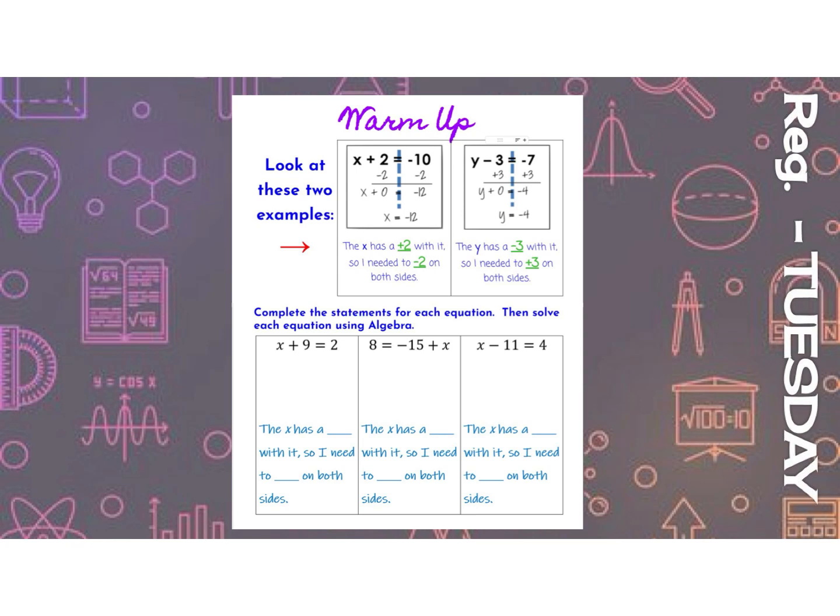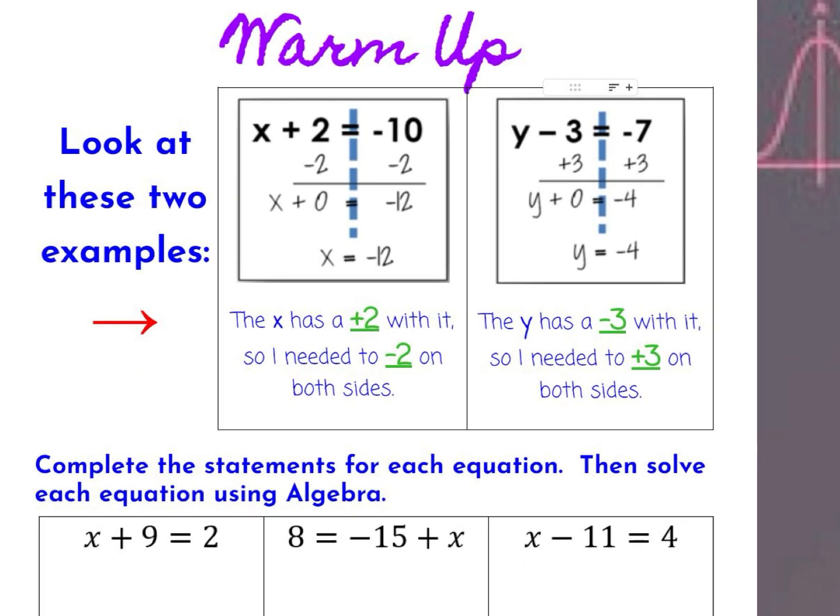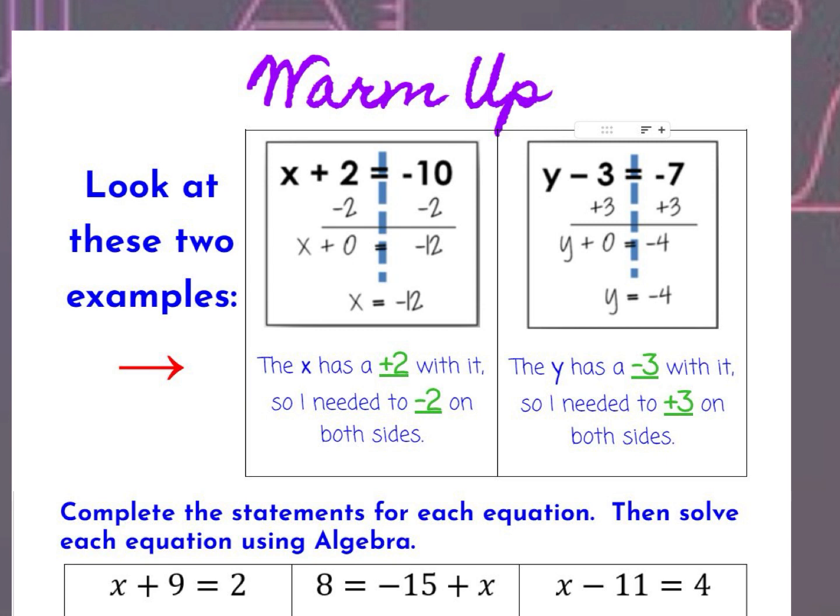Okay, first we're going to look at our warm-up. So let's get your warm-up paper and let's go over that. With the two examples, we can see in the problem that there is a +2 in the equation with the x. And so to work the problem, this person did -2 on both sides.